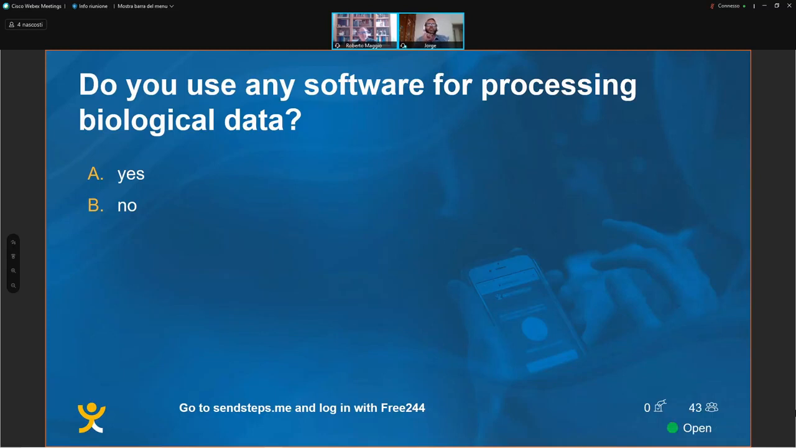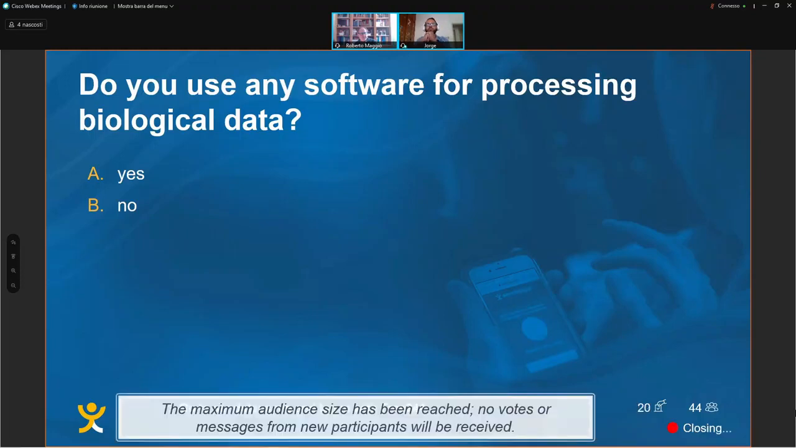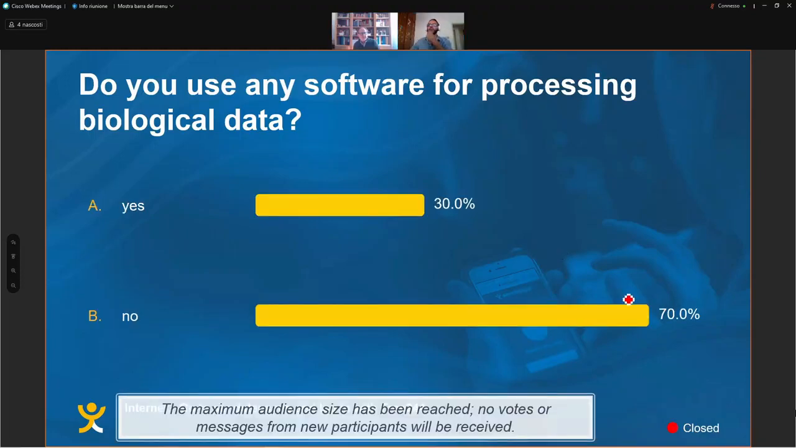Do you use any software for processing? It can be any software that you use for processing your data. It doesn't matter which software. Just let me know if you use any software to make simulations or some kind of data processing. Okay. No? Oh, that's cool. So I have a huge opportunity here to make a contribution. The majority use no software. So I guess the course I'm giving, which I will show in the upcoming slide, will be quite useful for you because it will introduce you to this kind of software.